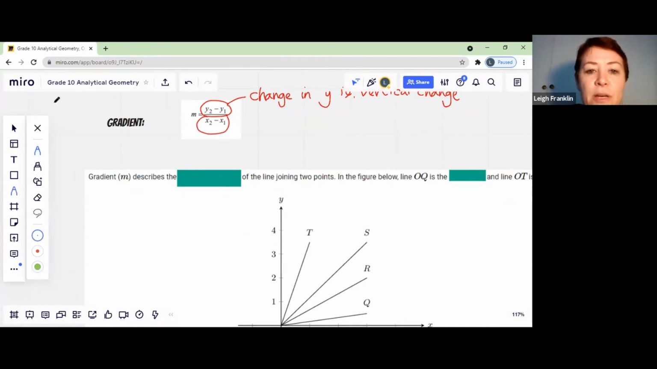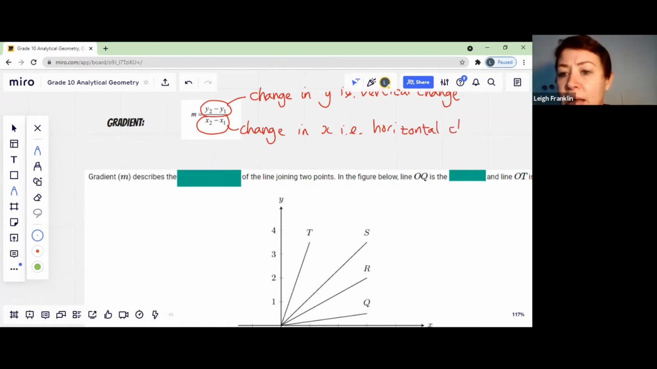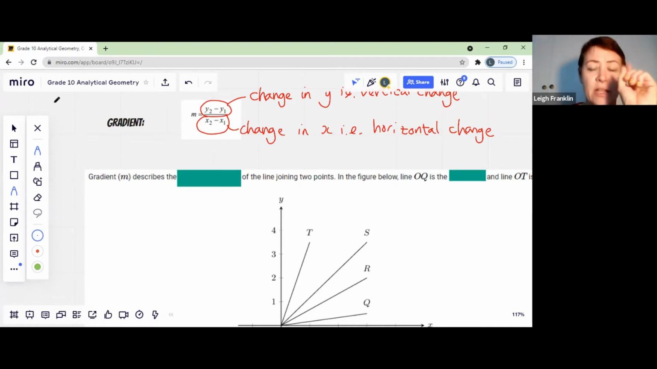And then over here at the bottom, this is our change in x, in other words, our horizontal change. Now, maths teachers are very strict. If you are subbing into the gradient formula and you put the change in x at the top and the change in y at the bottom, you won't get any marks for subbing in. So you've got to be really, really careful, grade 10s, when you sub into the gradient formula. Make sure that you're putting the y coordinates at the top and the x coordinates down at the bottom, okay? Otherwise, you're not going to get any method marks for subbing in.